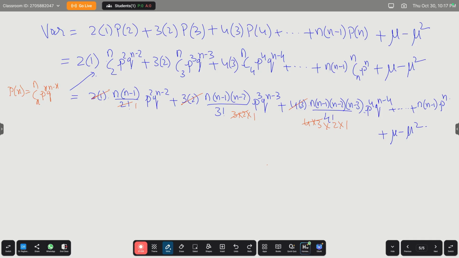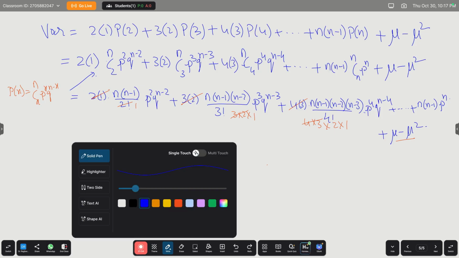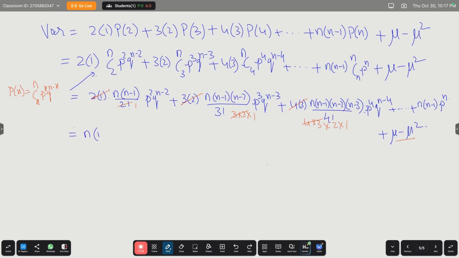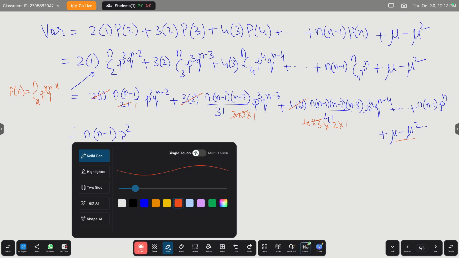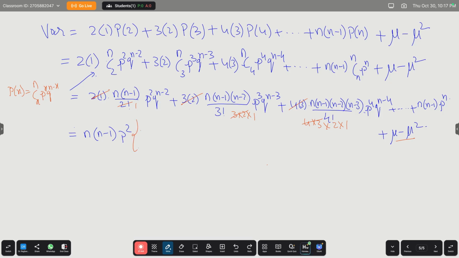And once this is done, I look for the common terms. So what is common here? N is common everywhere, n minus 1 is also common everywhere, and p is also there. Okay, except these two terms I am talking about, the last two terms where mu minus mu square are there. Okay, so n minus 1 and p, the minimum power of p is 2. So p square also can be taken as common. So n I will take common, n minus 1 I will take common, p square also I will take common. So once you take these three common, you will be left with what?